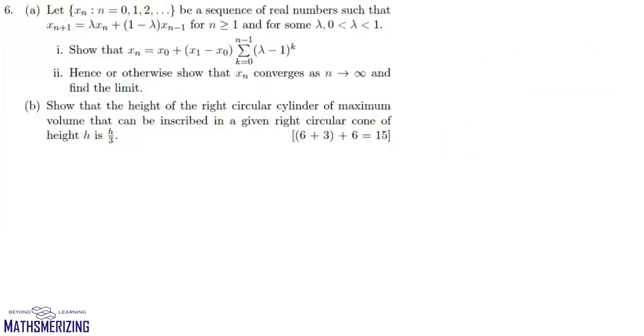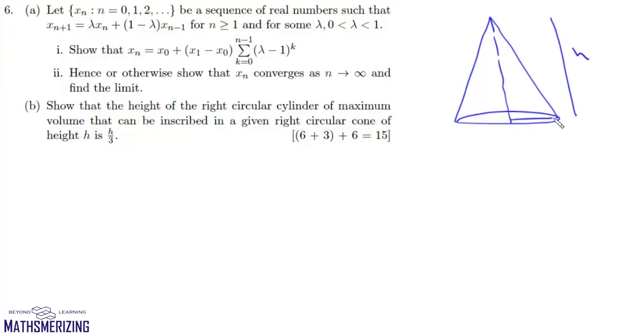Now question number 6, second part is, show that the height of the right circular cylinder of maximum volume that can be inscribed in a given right circular cone of height h is h by 3. So we are given this right circular cone, its height is h, and suppose the radius is small r.